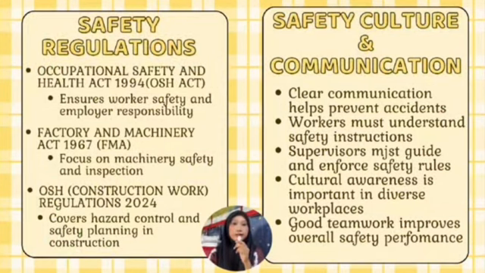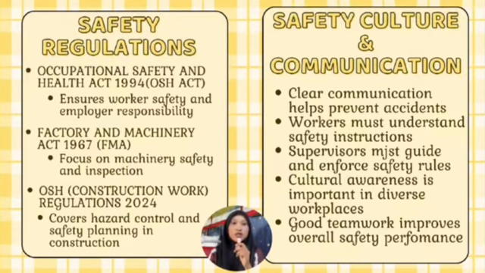Next, this slide explains the safety regulations and safety culture in workplace. First, the Occupational Safety and Health Act 1994 or OSHA aims to ensure the safety, health, and welfare of employees while they are working. It also places a responsibility on employers to provide a safe working environment. Next, the Factory and Machinery Act 1967 focuses on machinery safety. This act helps prevent accidents by ensuring machines are properly maintained, inspected, and operated safely.